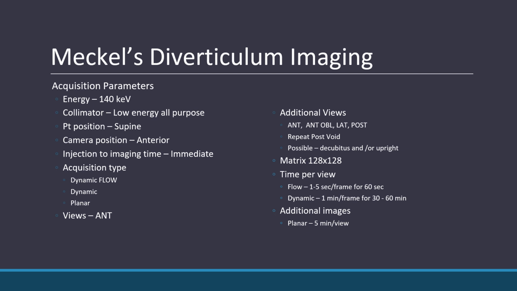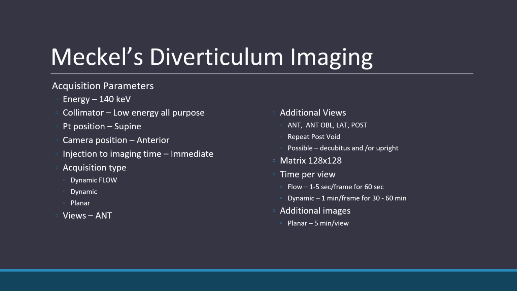Additional views would be anterior, right anterior, and left anterior oblique. A lateral, it doesn't really matter which lateral, but if the Meckel's is more to one side or the other, you would take it on that side. And then posterior, and then repeat the images post-void.